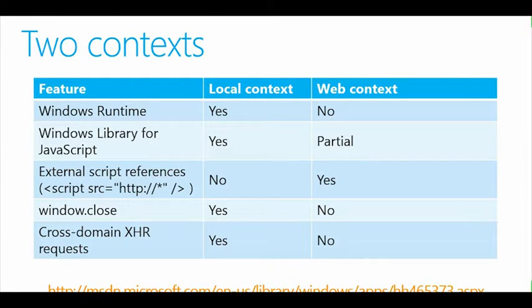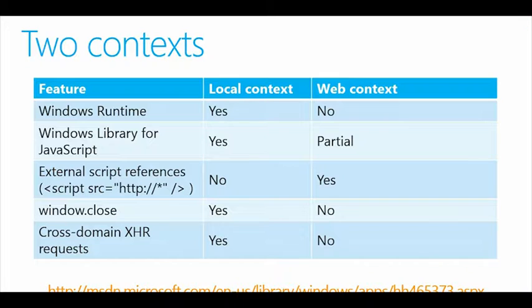So the first one is you cannot access the Windows runtime. If you have local context and web context in one app, you can communicate back and forth, posting messages back and forth, using the standard postMessage API that we have with HTML5. But from within the web context, you're not allowed to access the Windows runtime. You're not allowed to run the Windows library. Some of it works, but let's just say that it doesn't fully work.